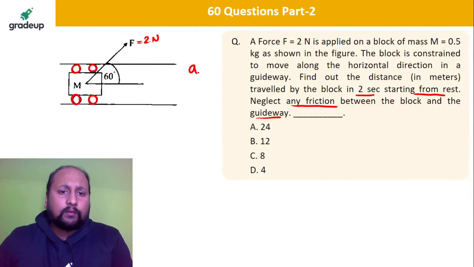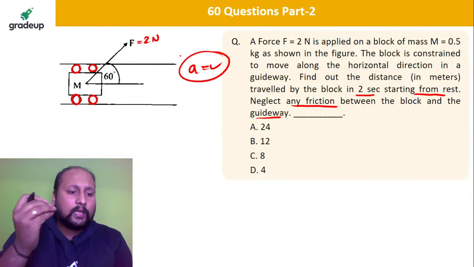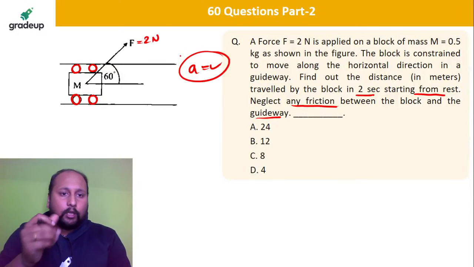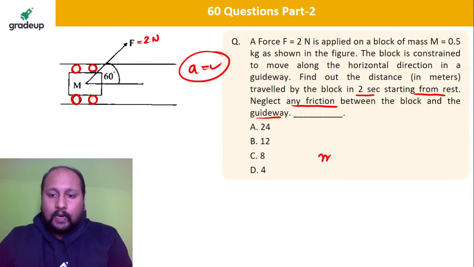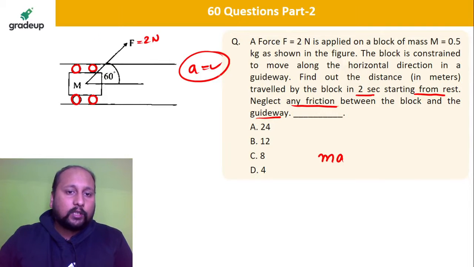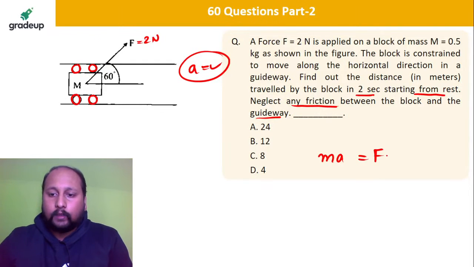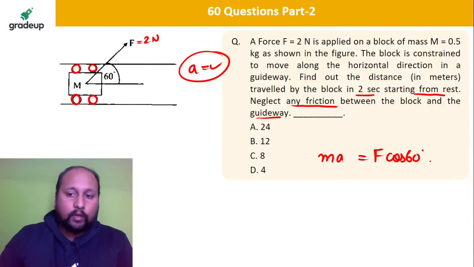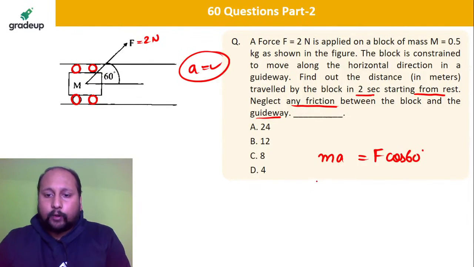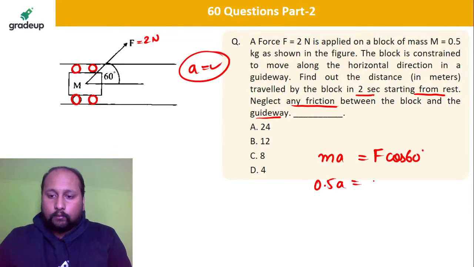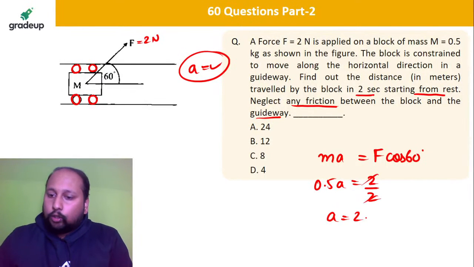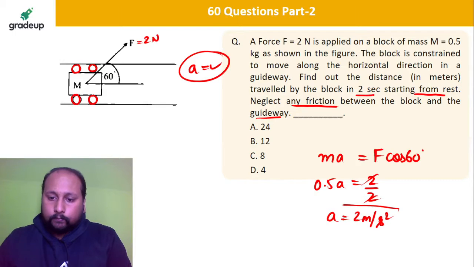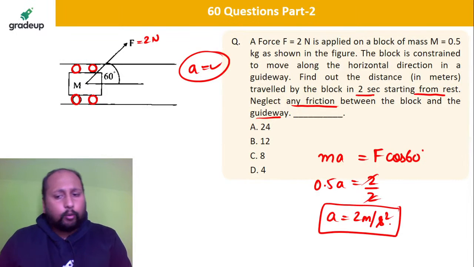Calculate acceleration, use equation of motion, and get the answer. So mass into acceleration, because which force is dominant? We are having F cos 60. Ma is equal to F cos 60. Mass is 0.5, F is 2, cos 60 is 1 by 2. So acceleration is equal to 2 meter per second square.